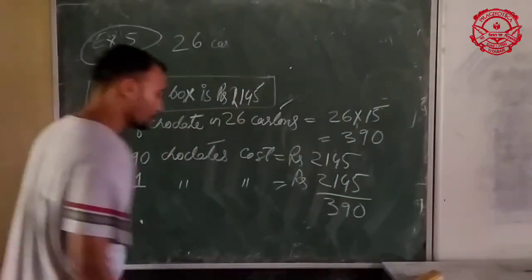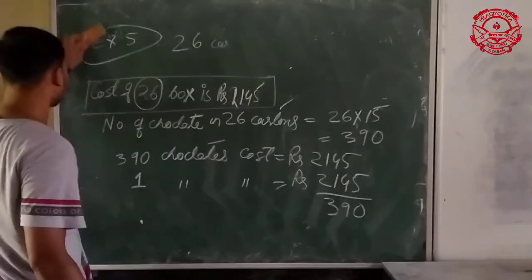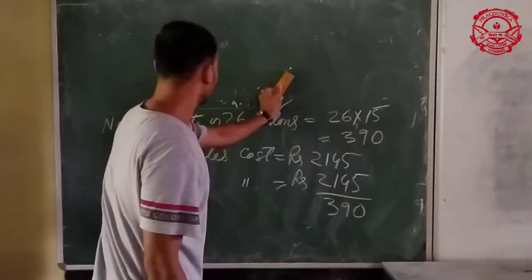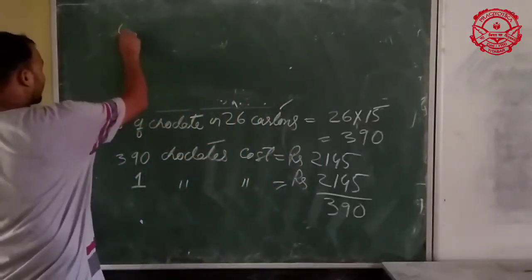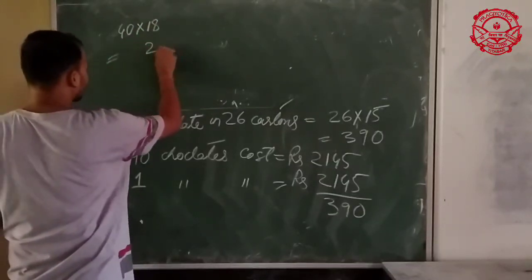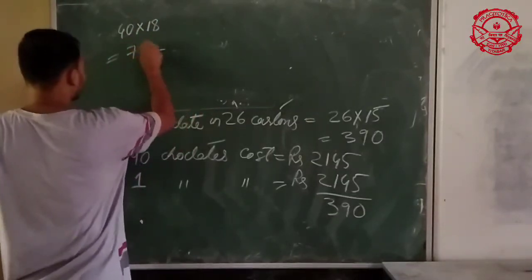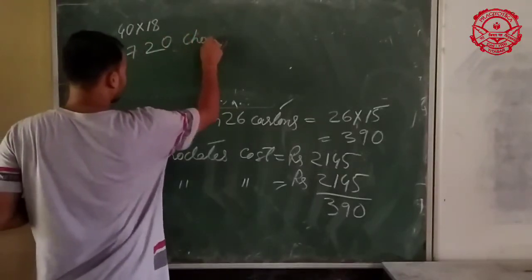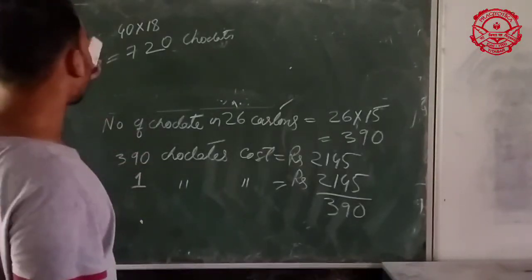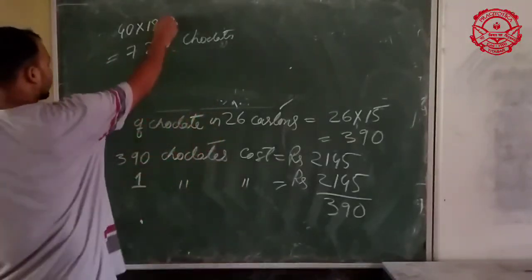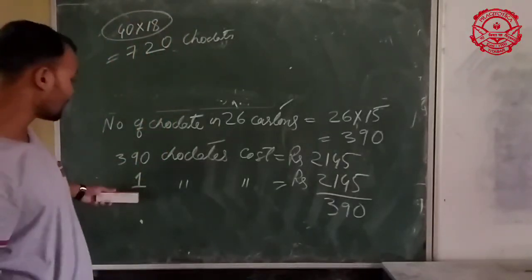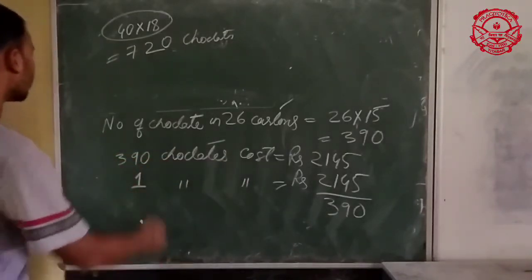Now you do one thing in rough, or you can show it here also. Now 40 boxes containing 18 each. How much is it? 720 chocolates. Now I have 40 boxes consisting of 18 chocolates each, so there will be 720 chocolates. Now if the cost of one chocolate is this, find the cost of 720.